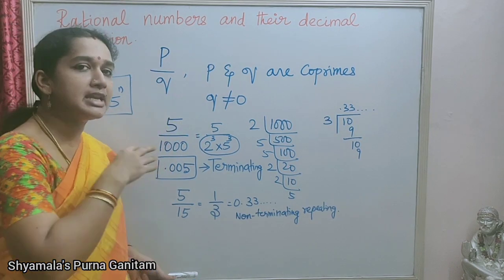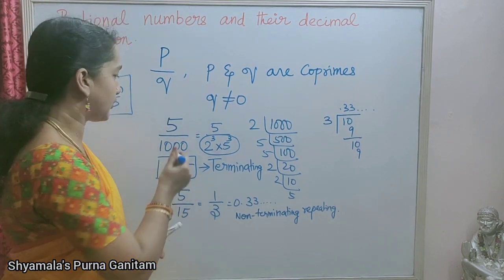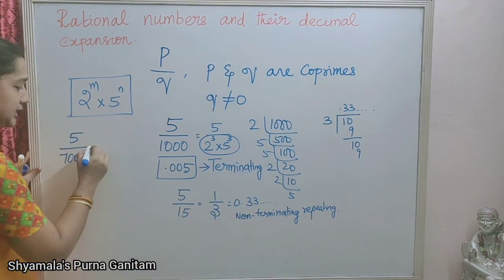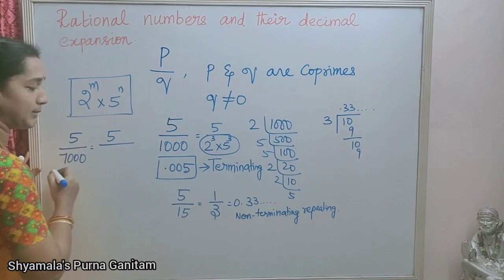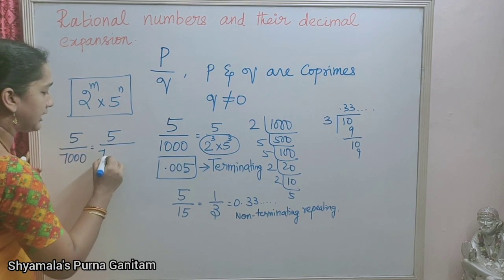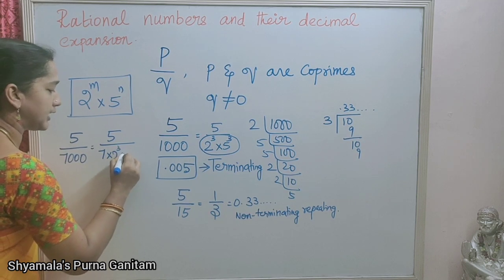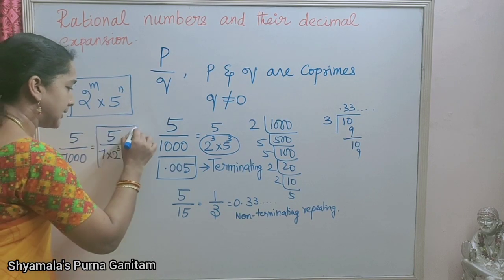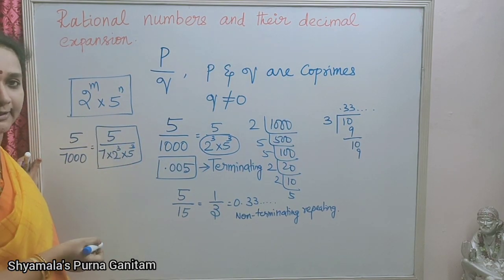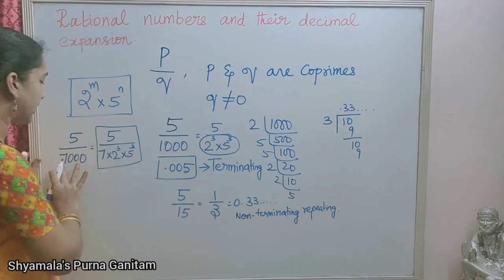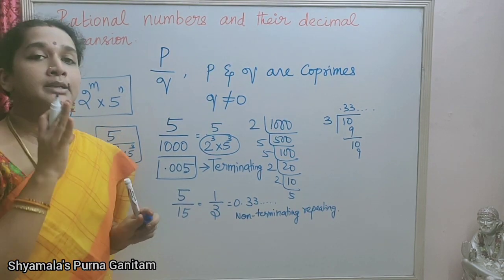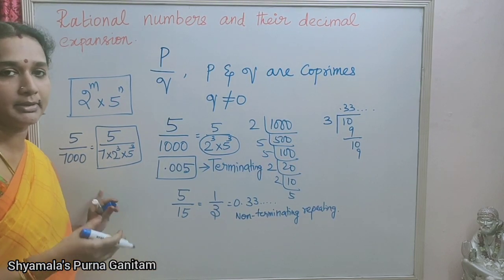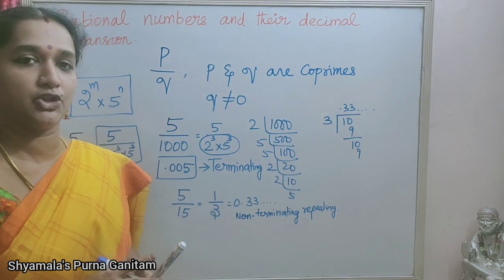If you have any other number as an extra factor, for example 5 by 7000, how can you write this decimal expansion? Denominator, how can you write? You can write it as 7 into 2 power 3 into 5 power 3. So this number won't be terminating. You won't be getting a terminating decimal expansion for 5 by 7000. It will be a non-terminating repeating decimal expansion only.